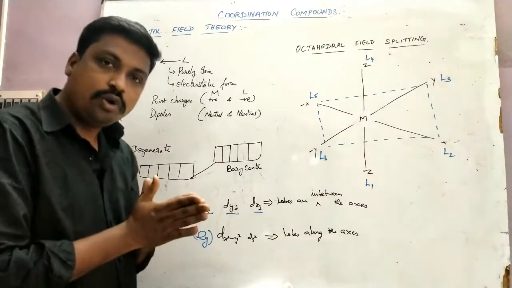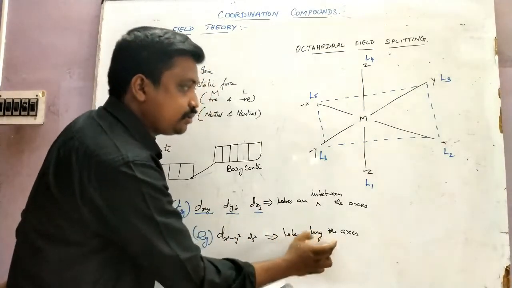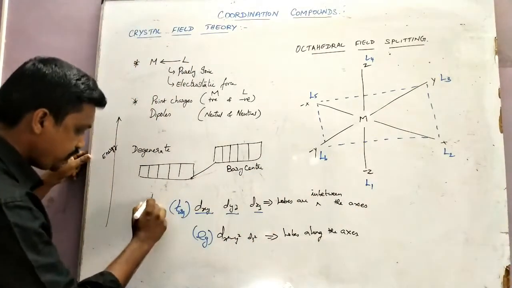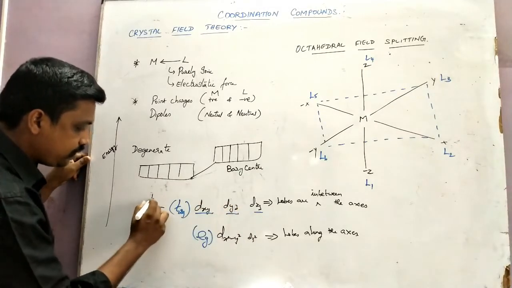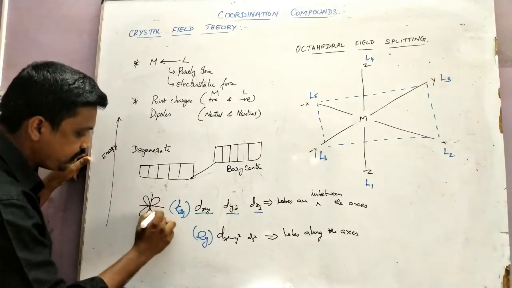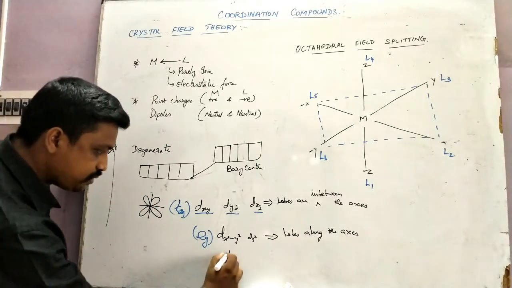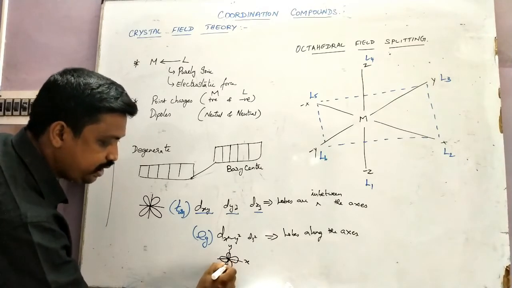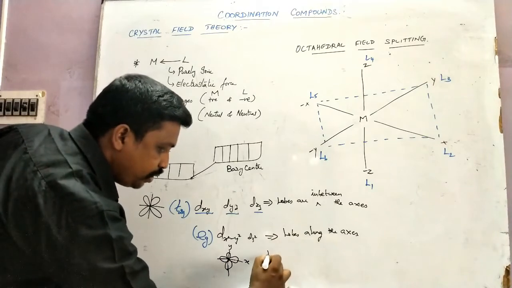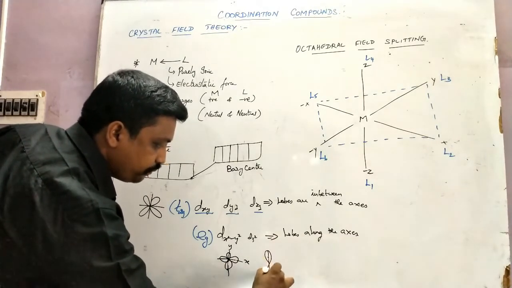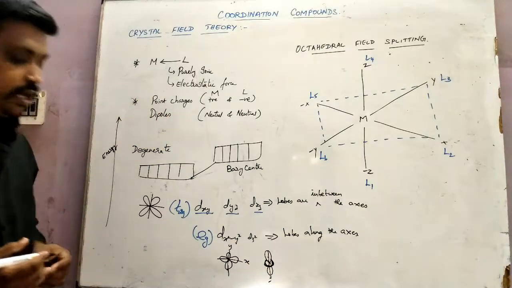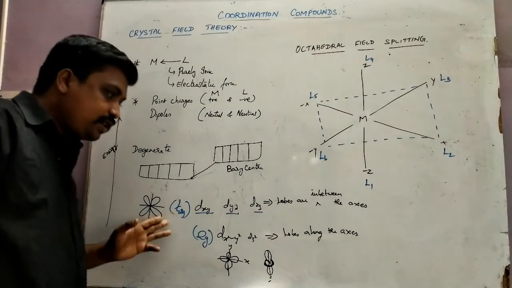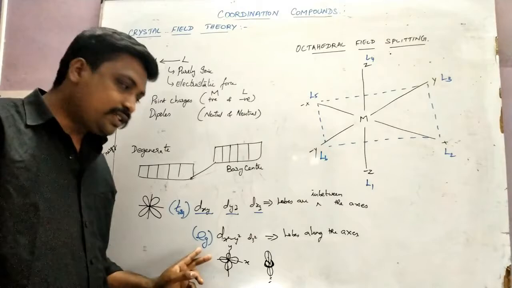So what happens now? The ligands are approaching along the axis. All the 6 ligands are coming along the axis. I will draw a diagram for you. For these three, the lobes of the d orbital will be present in between the axis. Whereas for dx square minus y square, the lobes are present along the x axis and y axis. How will dz square be? This is the z axis, it will be present as an electron cloud over a dumbbell shape. So the T2G set has lobes in between the axis, and the EG set has lobes along the axis.